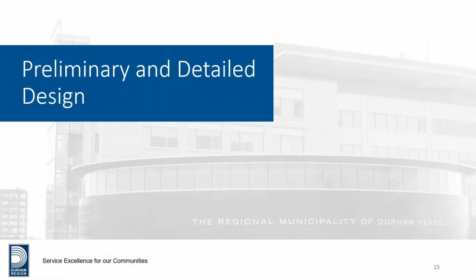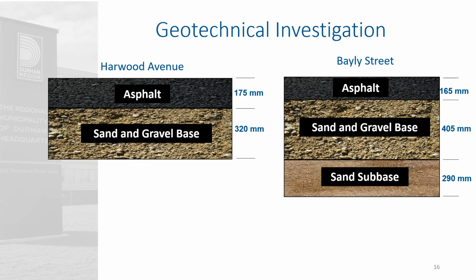Okay, so I'll talk a bit about our detailed design. Like I said, we had a geotechnical investigation completed, and we discovered that Harwood Avenue had about 175 millimeters of asphalt over 320 millimeters sand and gravel, and Bailey Street was 165 millimeters of asphalt over 405 millimeters of sand and gravel, and then it had a sand subbase. So there was a bit more of a structure on Bailey Street than there was on Harwood, but neither one of these existing road makeups met our arterial road design.